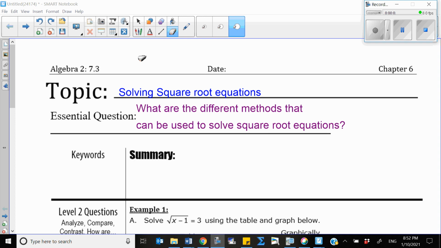Hi everyone, today we are going to learn how to solve square root equations. Our essential question is, what are the different methods that can be used to solve square root equations?